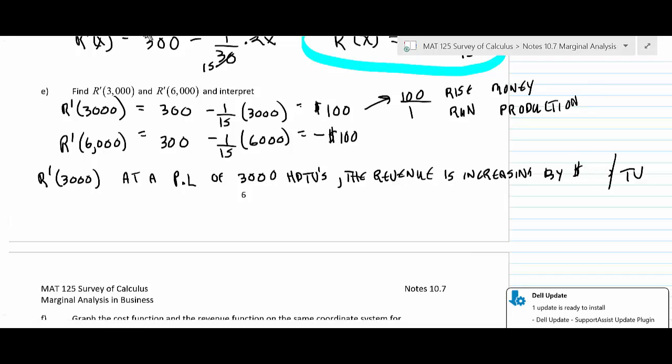Okay, so that's the way I would want you to write that. When you're selling 3,000, the revenue is increasing to $100 per television, like that. Now that's going to change over time.